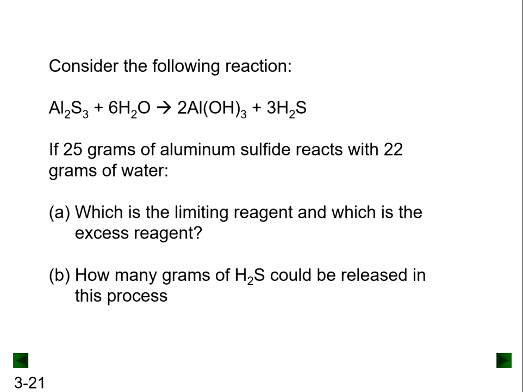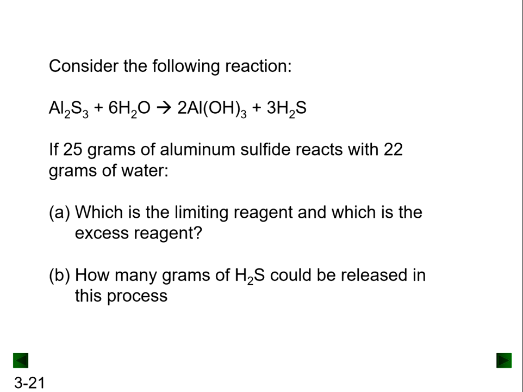So let's start off with a simple reaction. Aluminum sulfide reacting with water to give aluminum hydroxide and hydrogen sulfide. The reaction is balanced as written, so we have 1 mole of aluminum sulfide, and we don't put the 3 on sulfide because aluminum has only one common oxidation state in nature. That's aluminum plus 3. So aluminum plus 3 in this compound gives us aluminum sulfide with 6 moles of water, gives us 2 moles of aluminum hydroxide and 3 moles of hydrogen sulfide.